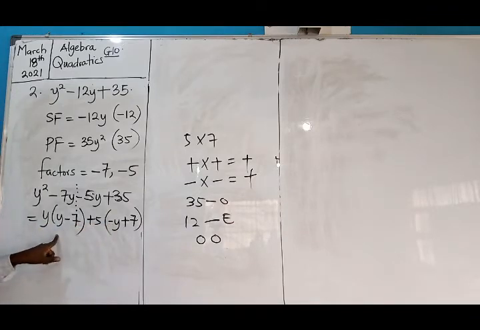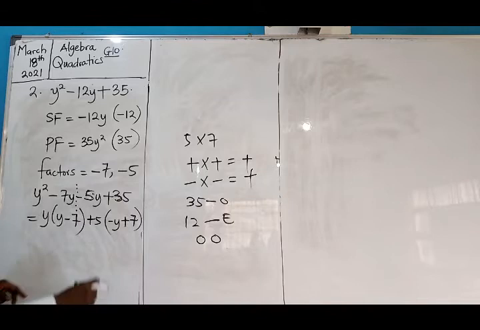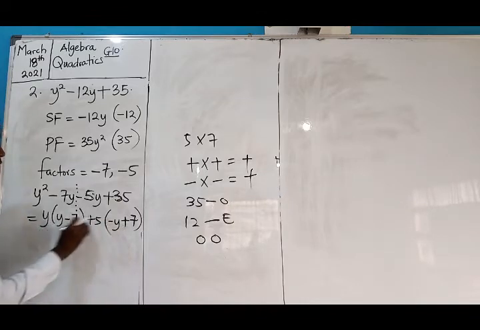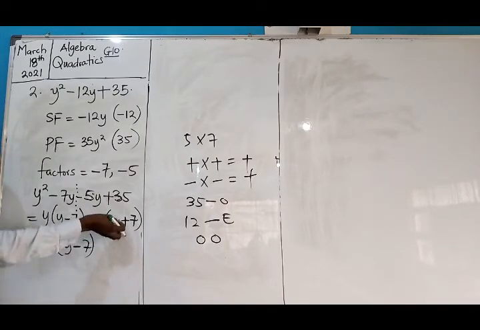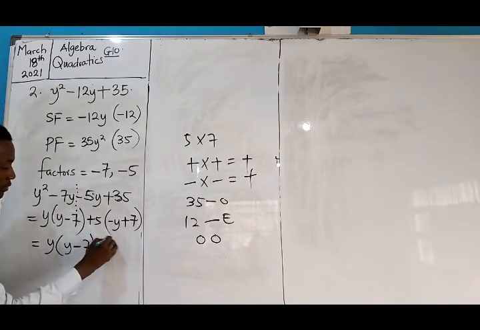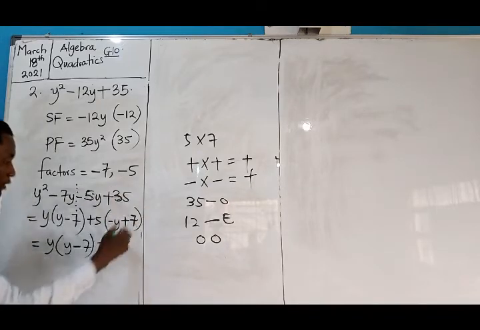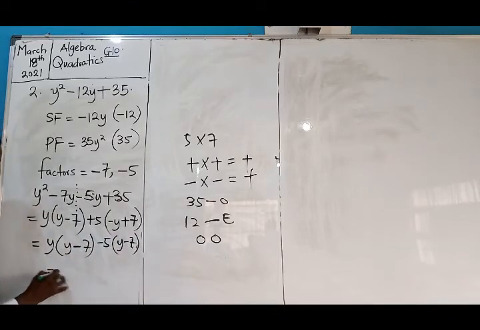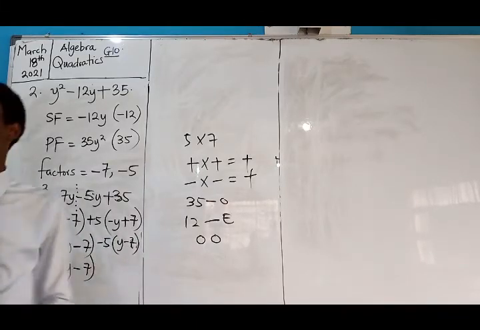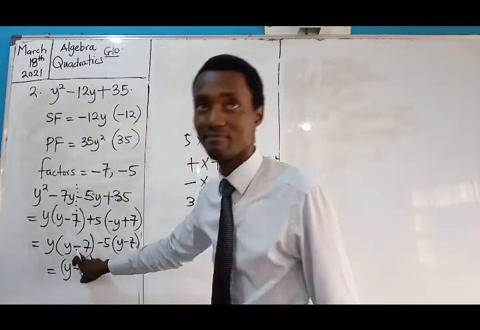So what do you do? Your task is to try to make this one look like this. So this becomes y into y minus 7. And we factor negative out. And this will turn this one to become what? y minus 7. At the end of the day, you have what? y minus 7. Always write this one first.